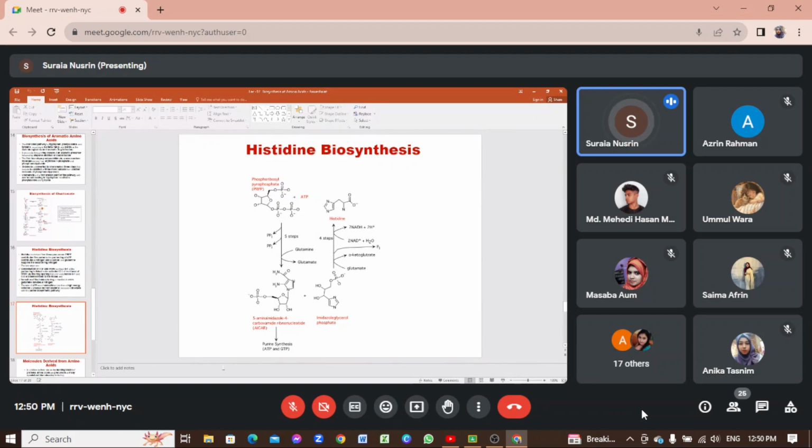So if we can learn that, that is enough for us at this stage. We don't need to memorize all of them, but according to the key steps, you can see PRPP, ATP, and then another nitrogen is coming from glutamine, and we get the imidazole ring, and that leads to the histidine biosynthesis pathway. Is it clear?